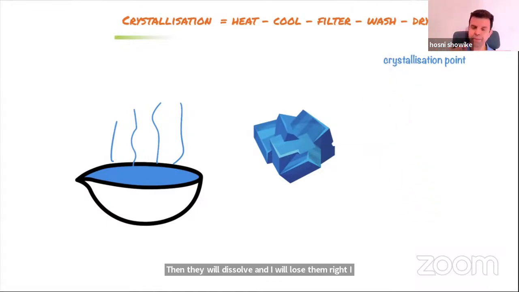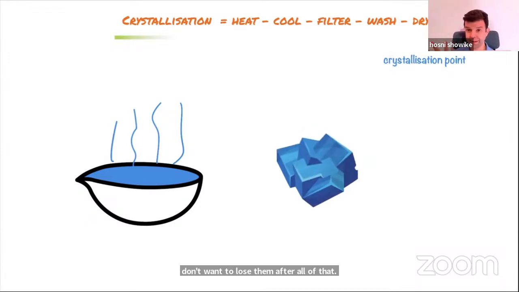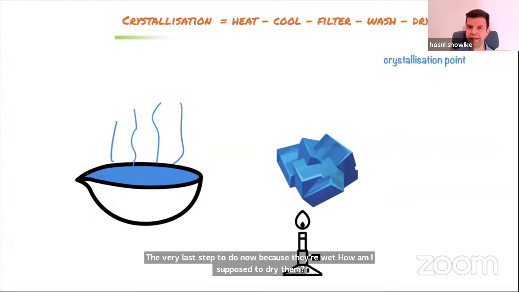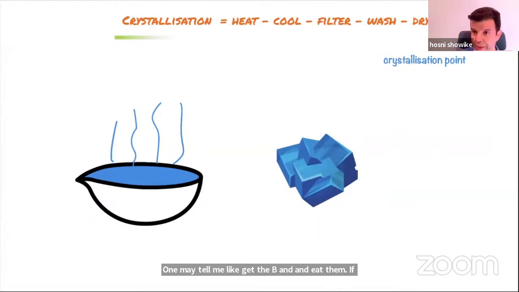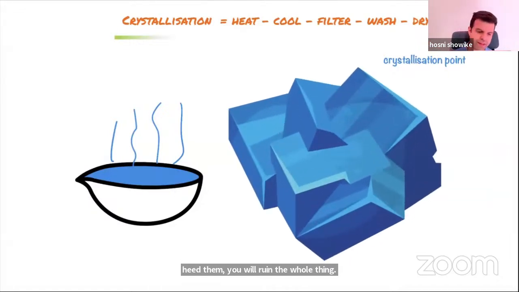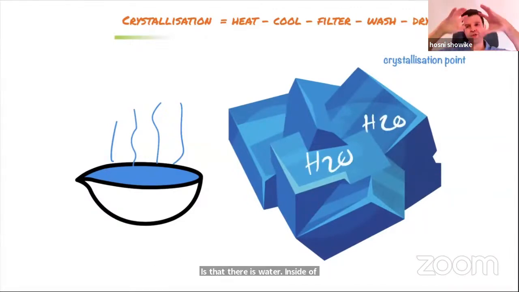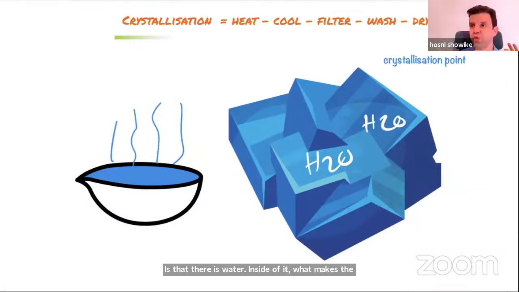The very last step to do now, because they're wet, how am I supposed to dry them? One may tell me, get the Bunsen burner and heat them. If you heat them, you will ruin the whole thing. Because as I told you at the beginning, what makes those crystals look in that crystal form is that there is water inside of it. What makes the structure of the crystal as it is is that there is water inside this structure.